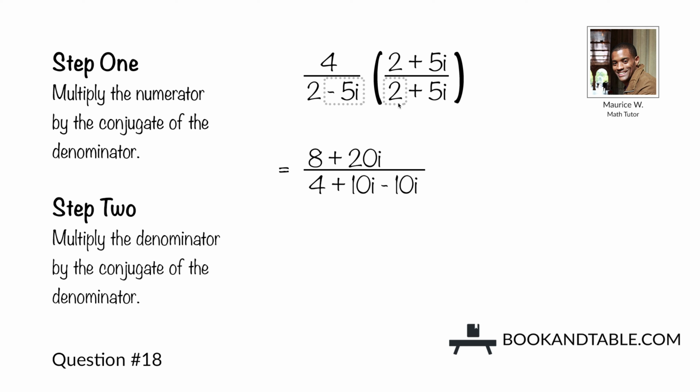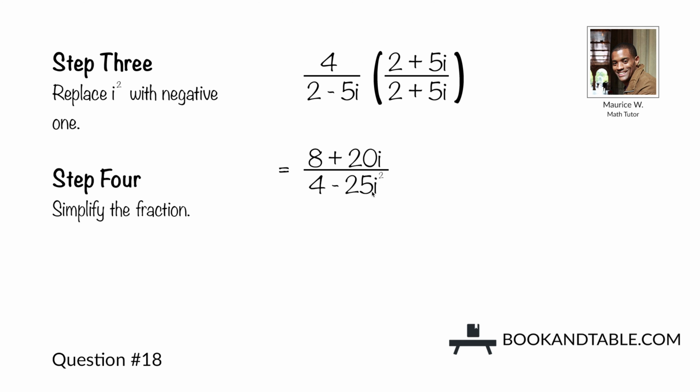Negative 5i times 2 is negative 10i. This negates positive 10i. And then we have negative 5i times positive 5i gives us negative 25i squared. So now we want to replace i squared with negative 1, giving us negative 25 times negative 1, which is positive 25. 25 plus 4 is equal to 29. So we wind up with 8 plus 20i over 29.